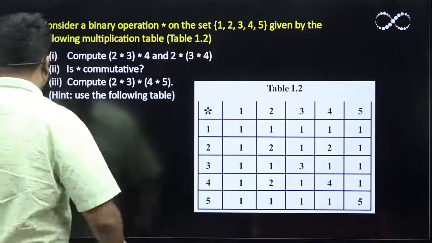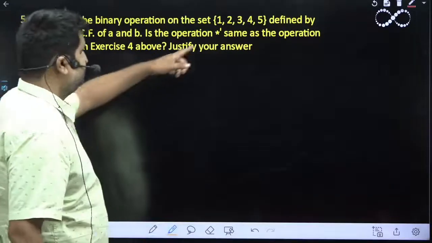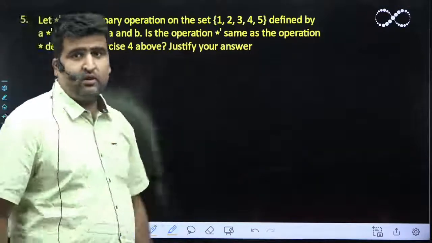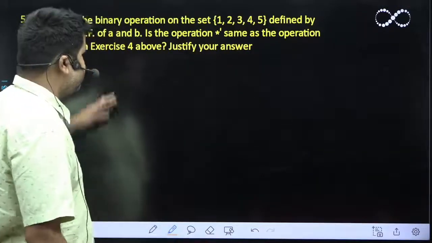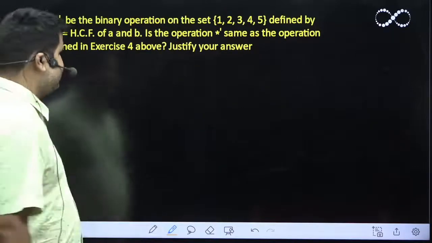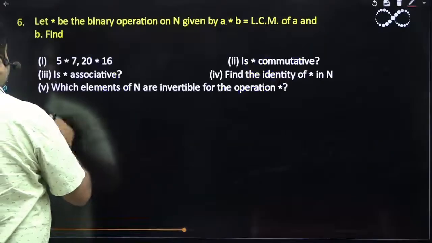So it is true, the statement is true that this star dash is the same as the operation star defined in the previous example. So you just have to make the table. It's already made in the previous one. You can simply see from there. Let's see the next problem.